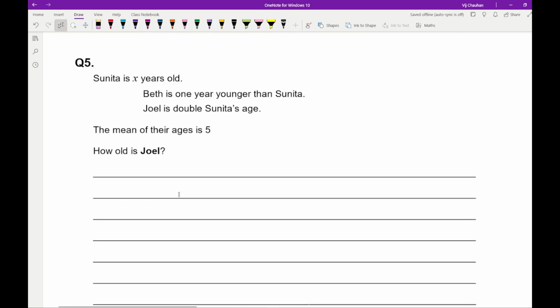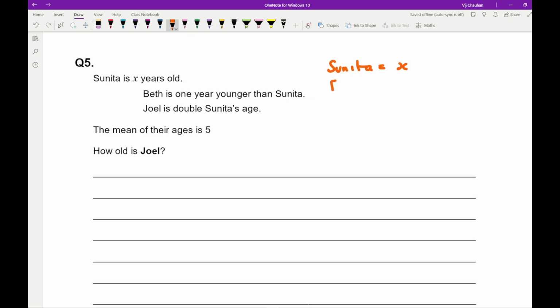Moving on to our next question, it says Sunita is X years old, Beth is 1 year younger than Sunita, and Joel is double the age of Sunita's age, and the mean of their ages is 5, and the question is asking us to work out how old is Joel. So again, for this, what we need to do is set up our equation. So we don't know what Sunita's age is, so we're just going to call it X.